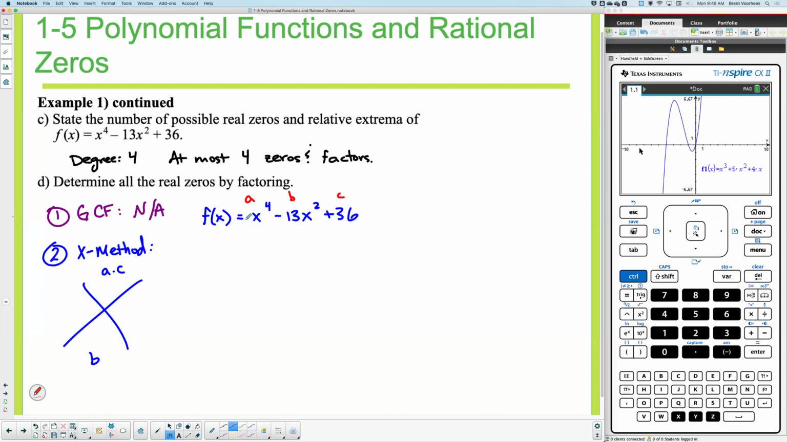What do I put for a if there is no coefficient? 1. So it's 1 times 36. What is 1 times 36? Good. Now b is -13. We'll get to the negatives in a moment. I do negatives last.